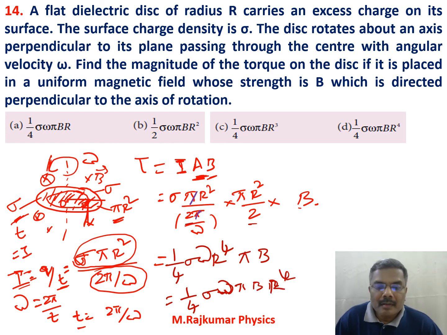Okay, sigma omega pi b r power 4. So this one, I can find out this option as D. So D is the right answer.